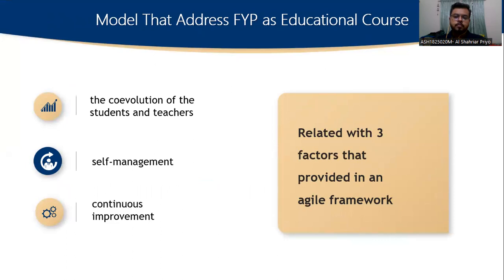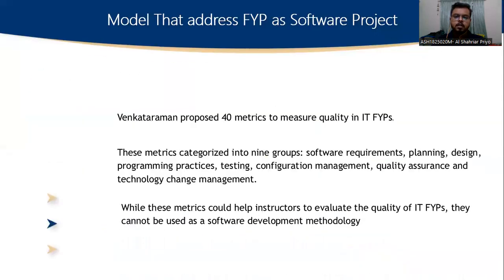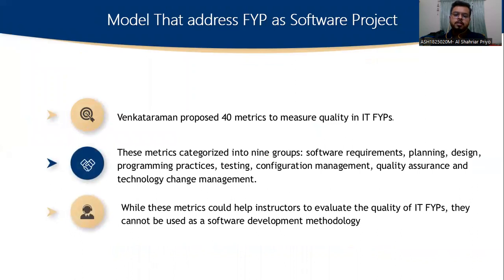The model is related with 3 factors for the educational course. One is co-evaluation of the students and the teachers. One is self-management and continuous improvement. And the model considers FYP as a software project.